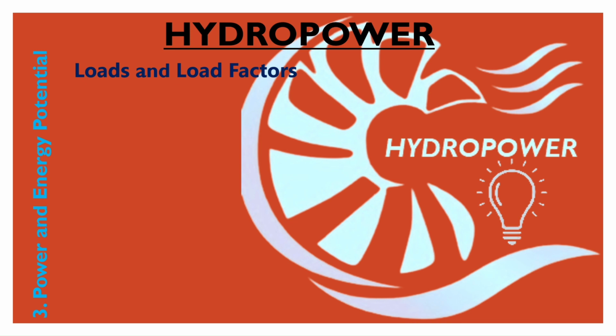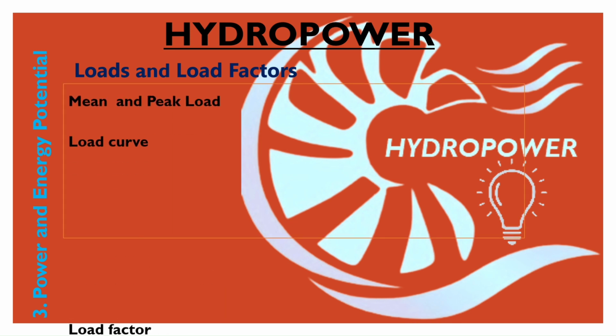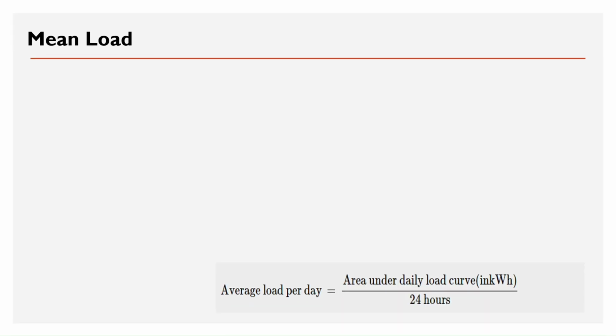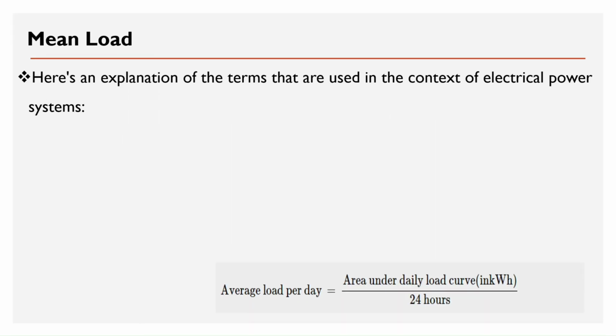Today we will be discussing the mean and peak load, load curve, load factor, utilization factor, diversity factor, power factor, capacity factor, and demand factor. So, let's start with an explanation of the terms that are used in the context of electrical power systems.